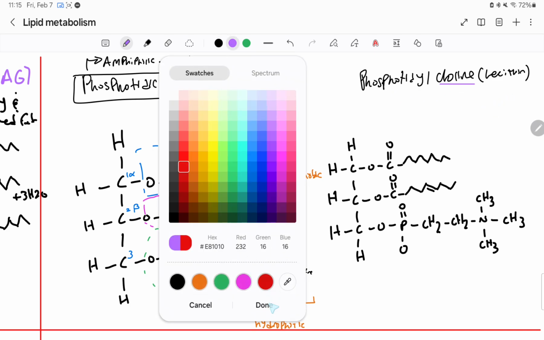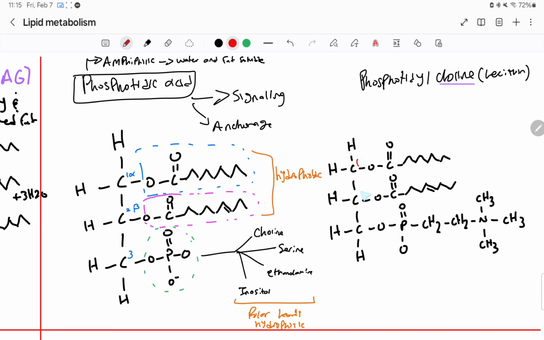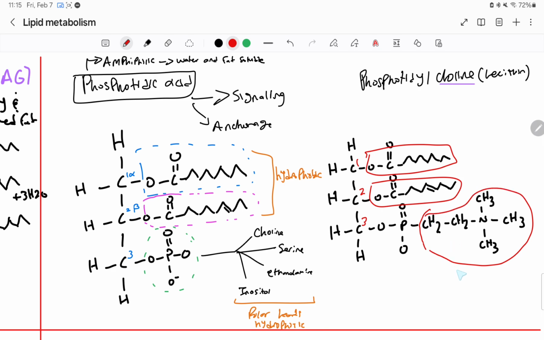Okay, so let's take a look at it. One carbon here, alpha carbon. Two carbon here, beta carbon, and then third carbon bound to a phosphate. Here's bound to that unsaturated fat, and here's a saturated fat. What's the difference here? Right over here. This group right here is a choline group. Okay, this is that choline. And it's bound to this guy, phosphatidylcholine, okay? Here's just an example of what a phospholipid could look like, okay?